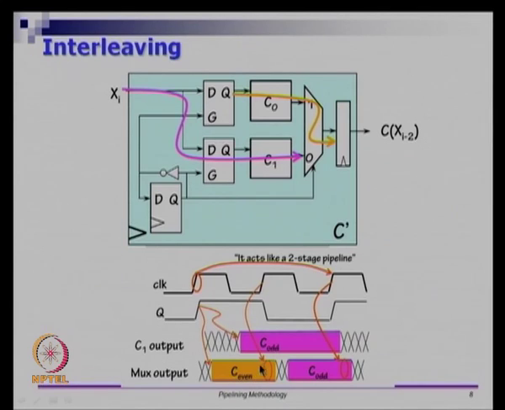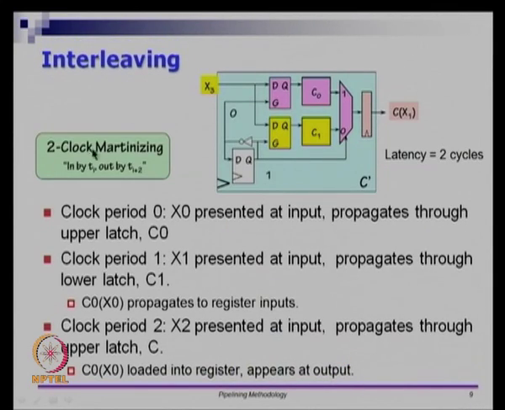So, what we have is we will get even followed by odd, followed by even, followed by odd and so on. So, again if you go back to the laundry example, all the even numbered loads will come out of one dryer and the odd numbered loads will come out of the other dryer. And this is a two-stage pipeline, because the inputs were given at some stage, and after 2 clock cycles the outputs are getting out. So, this is a two-stage pipeline. This is also called 2 clock Martinizing. So, if an input is in by Ti, the output is ready by Ti plus 2.